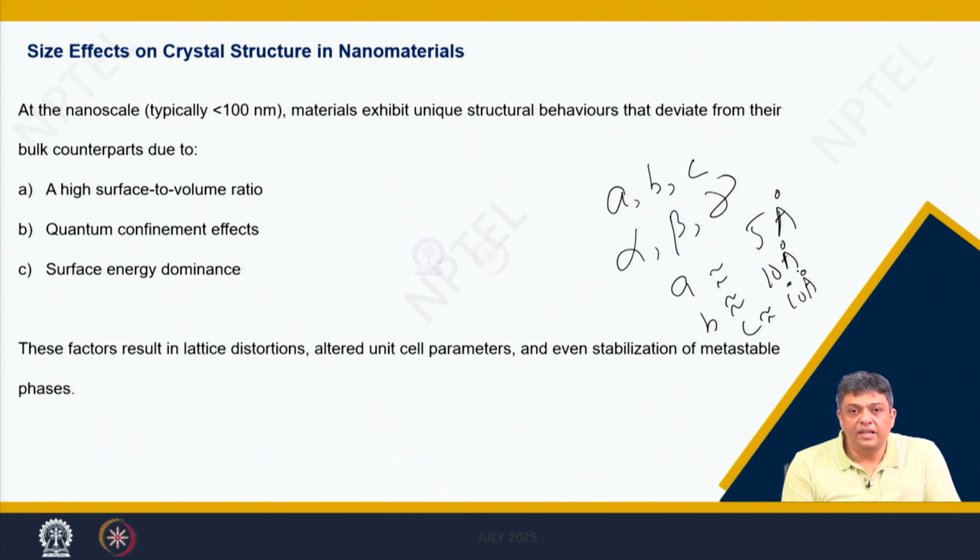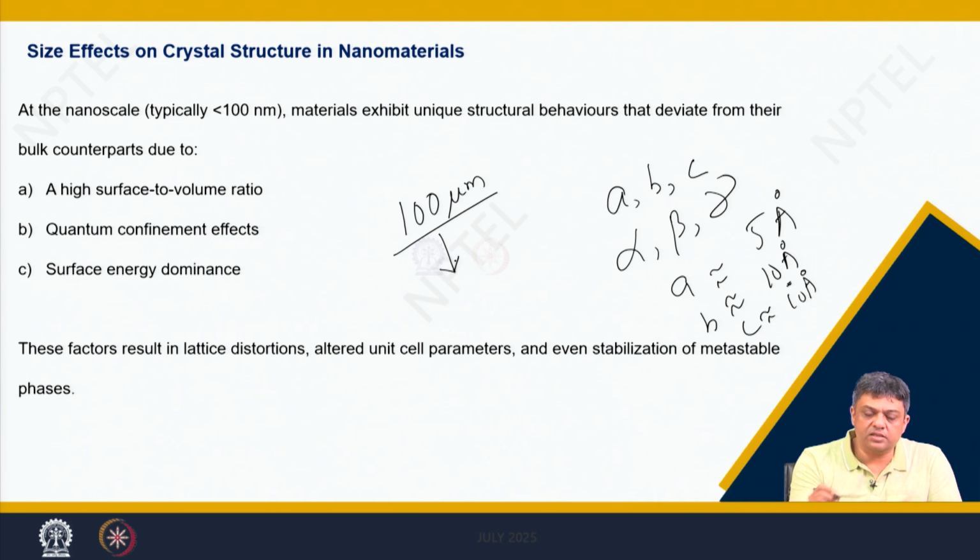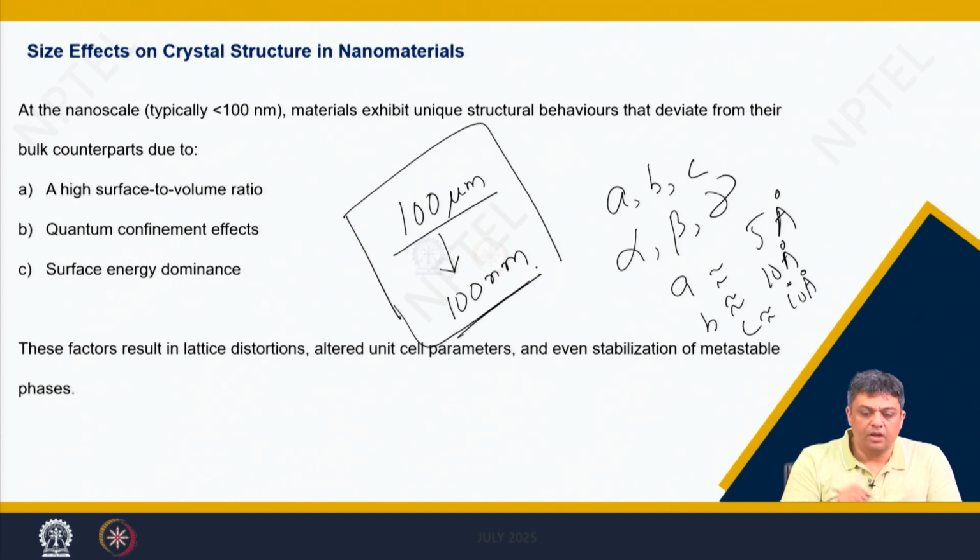Question is, let us say all these unit cells come together and give us a particle which is 100 micrometer in size, let us say one of the dimensions. And now we are taking this dimension to 100 nanometer. This is what we are talking about. How does the property change of this structure when we are just reducing the size?